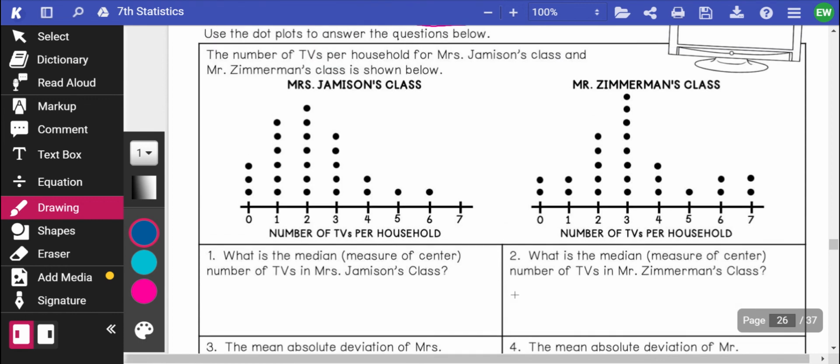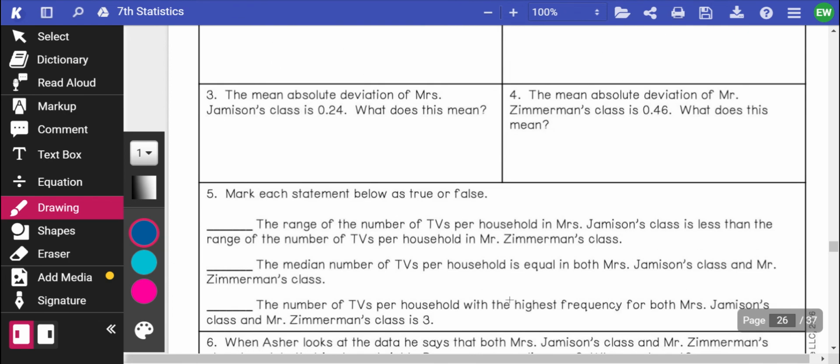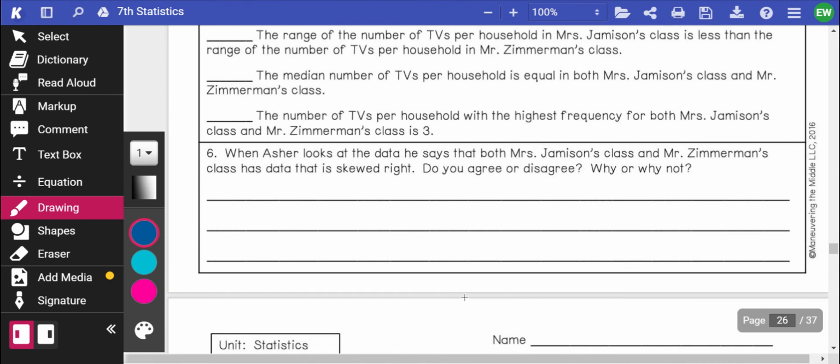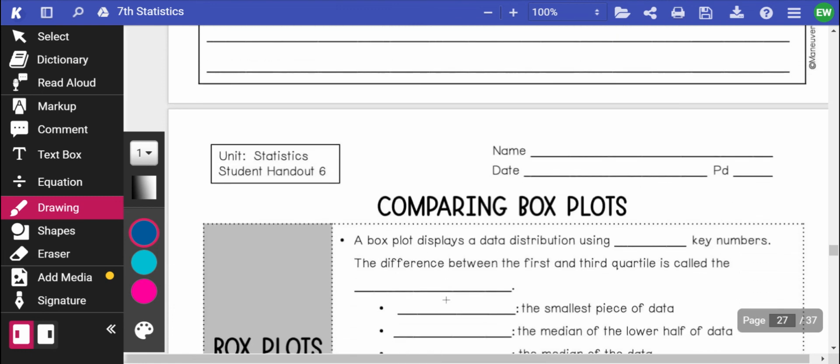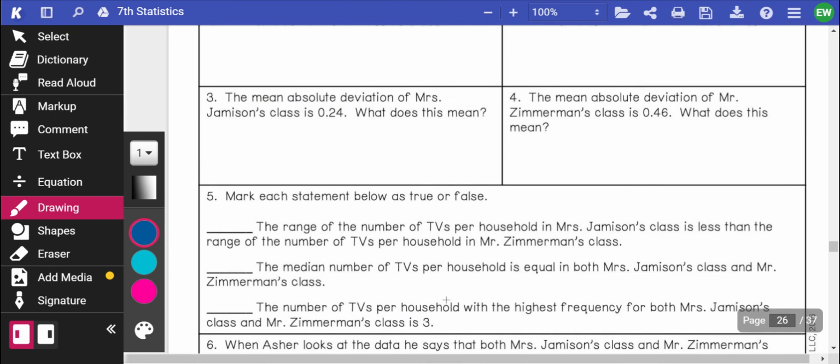So it's going to ask you, remember median, mean. You're going to have to go ahead and list these out to find the median and mean. Okay, so the median is the middle number. So you're going to go from the outside in order. And then the mean, it's going to give you the mean absolute deviation. And you're going to have to say what this means. You've got some true false. And then you have another question about whether the data is skewed or not. Okay. Tomorrow we are going to be comparing box plots, and then we are going to be preparing for a test on this unit.